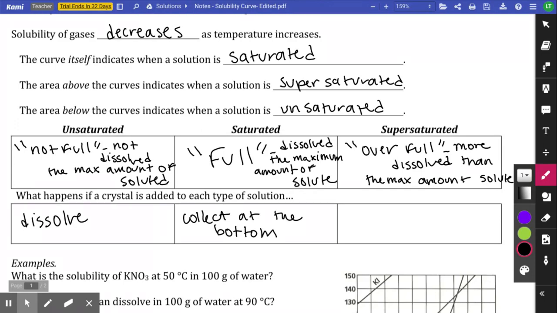Now then, supersaturated is where it actually gets cool. So in a supersaturated solution, if I add one more crystal to it, it'll come out of solution. So it'll undissolve essentially, and it forms this really cool crystal, and it's really cool to watch.